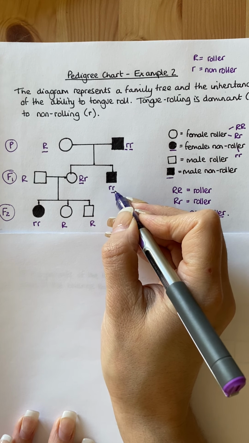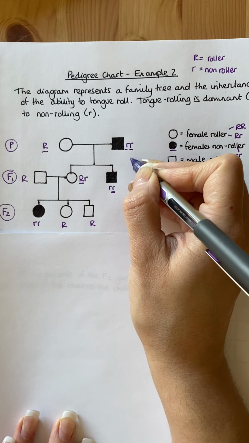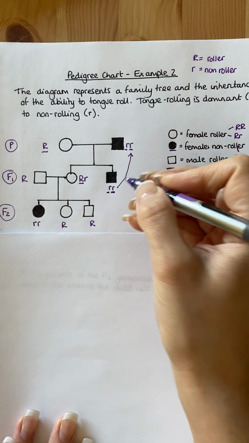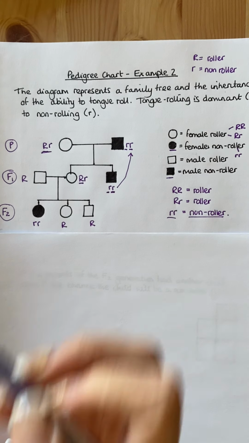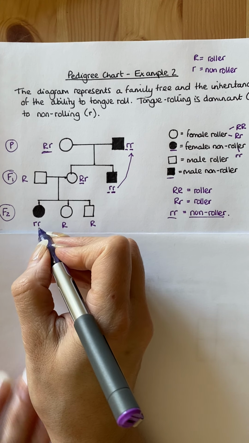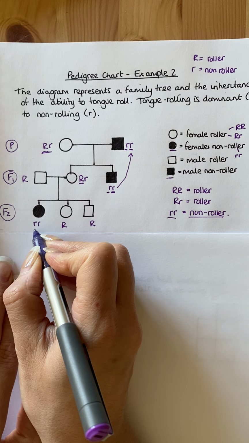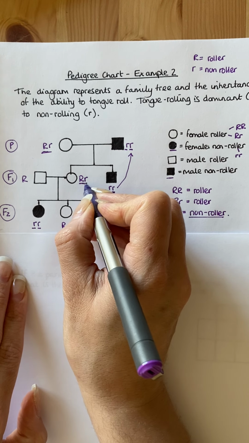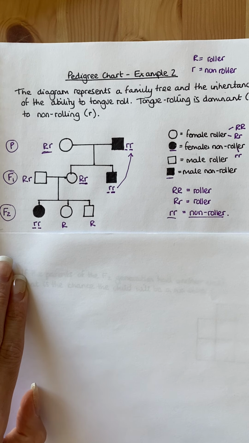Same applies here. We must have got one small r, one recessive allele, from this parent. The other small r must have come from the other parent, so this must have come from over here. So that makes that grandmother heterozygous, big R, small r. If you look at this child, this affected female, this female non-roller, she has two small r's. One must have come from one parent over here. Therefore, the other one must have come from the other parent. So this parent must be heterozygous.